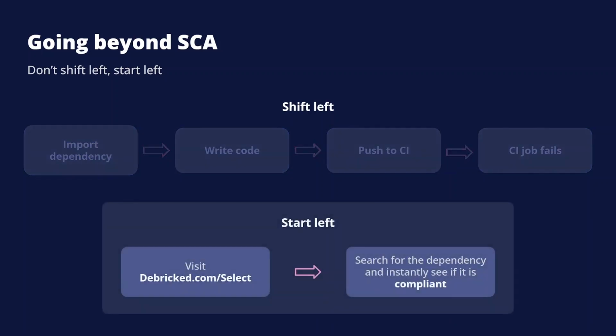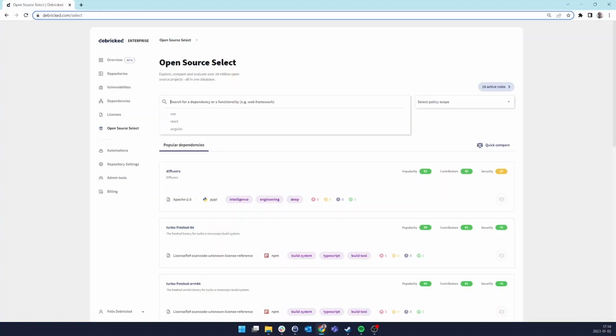With Debricked Start Left Policies and Select, you would instead just visit debricked.com/select, search for the dependency that you want to use, and instantly see if it is compliant. To do this, let's go to Select and search for a dependency I want to use. In my example, I'm looking for a dependency that allows me to get transcripts of Discord chats.